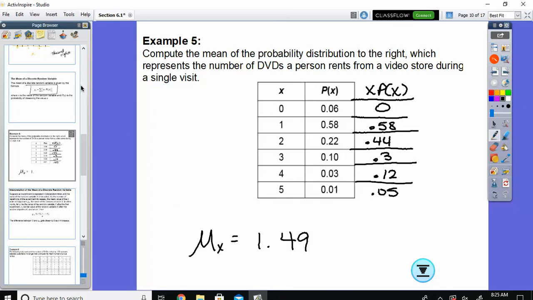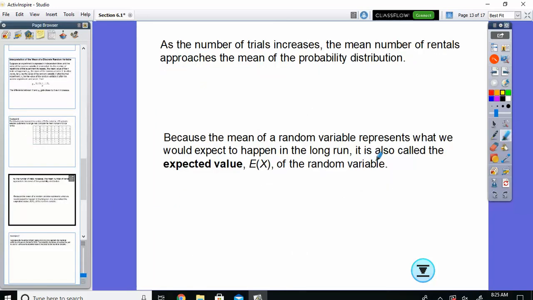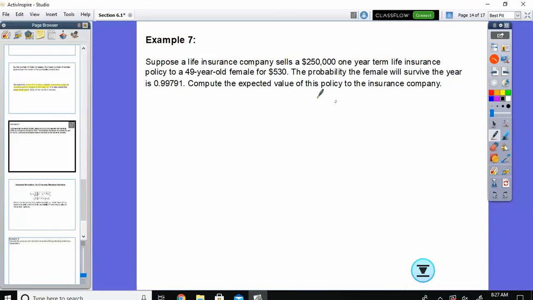All right. So I did have just the definition of that expected value. The mean is also called the expected value because the mean represents what we would expect to happen in the long run. So you might hear me say find the mean, or I might say find the expected value. They are the same thing. And your formula sheet says that. It has mean and then in parentheses expected value. So it tells you.